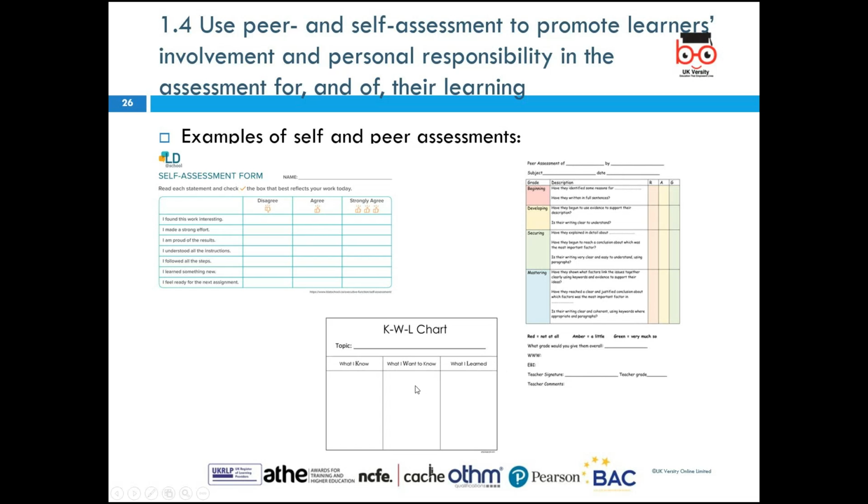If there's a section where it says what I want to know and their question hasn't been answered, you can always ask them, has your question been answered for what you wanted to know? And if it hasn't, then you can give them a couple of minutes extra and say, right, ask me your question. And it gives a nice interactive question and answer session where you're really involving and motivating your students as well.